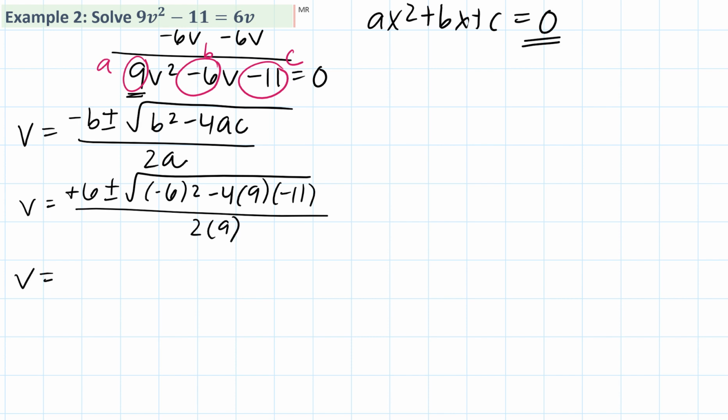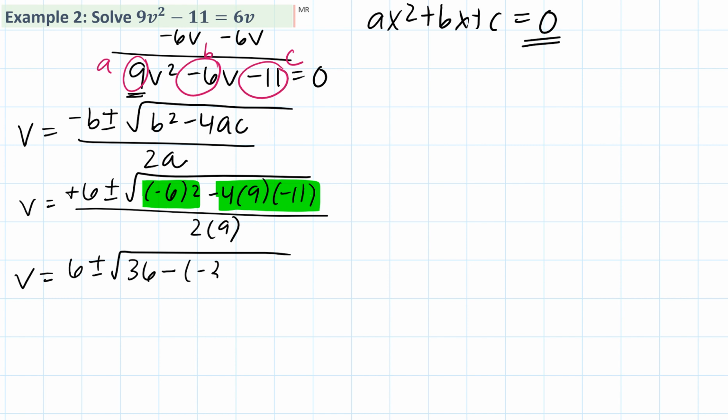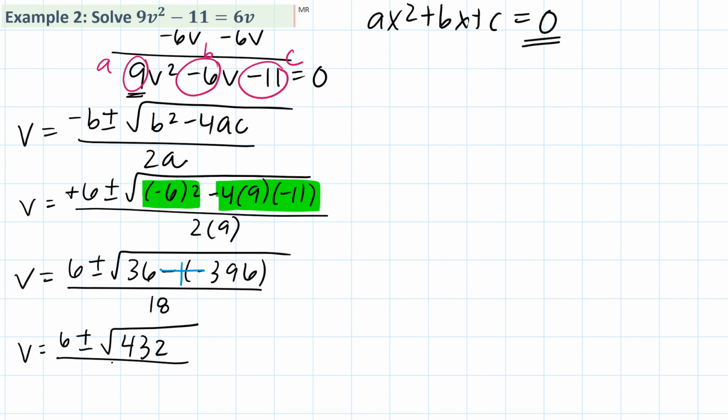Again, we're going to do the operations. Order of operations tells us PEMDAS, parentheses, exponents, multiplication and division. So let's take care of that first. Minus 4 times 9 times negative 11. That's going to give me negative 396. Again, I've got minus a negative here that'll turn into plus. So I have 6 plus or minus the square root of 432 all over 18.